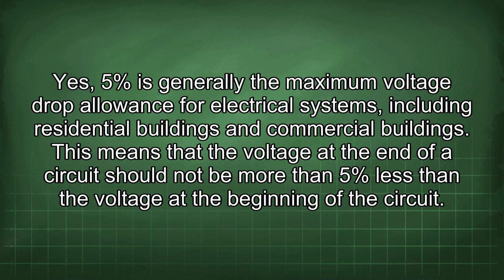5% is generally the maximum voltage drop allowance for electrical systems, including residential buildings and commercial buildings. This means that the voltage at the end of a circuit should not be more than 5% less than the voltage at the beginning of the circuit.